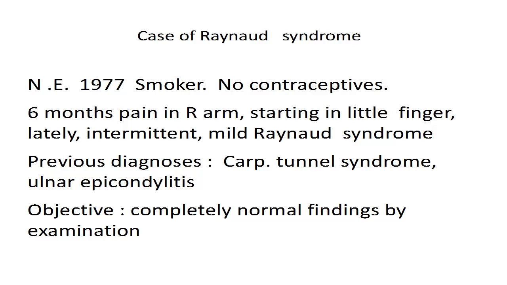Young lady was referred to us for pain in her right arm. She was a smoker with no contraceptives, who presented in our clinic with 6 months of pain in her right arm. The pain starts in the little finger. Lately, in a few months, she developed mild Raynaud syndrome. She was repeatedly seen in orthopedic and neurologic department. Previous diagnosis was carpal tunnel syndrome and epicondylitis.